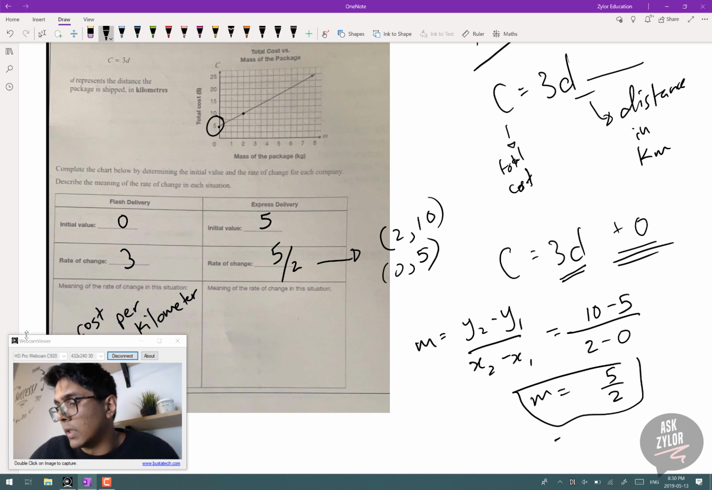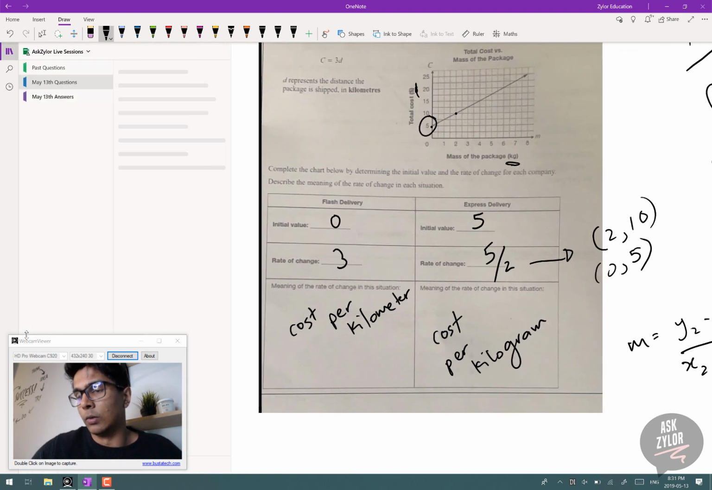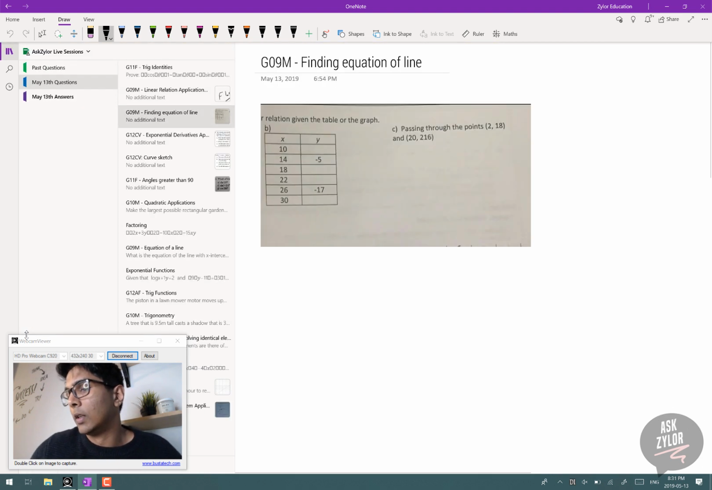Now my final part is asking me what's the meaning of the rate of change in this situation. So now I'm looking at what's my rise, what's my run. My rise is the cost. My run is what's the mass of the package. So it's going to ask for what's the cost per kilogram. So all you need to do is look at the units of the x and y axis and figure out what's the rise. In this case, it's the cost in dollars. What's the run? It's in kilograms. So it's going to be cost per kilogram. So we'll move on to the next question.